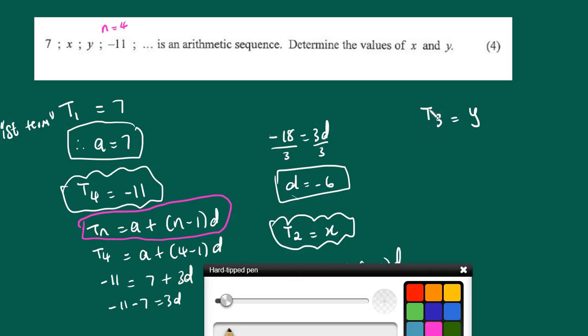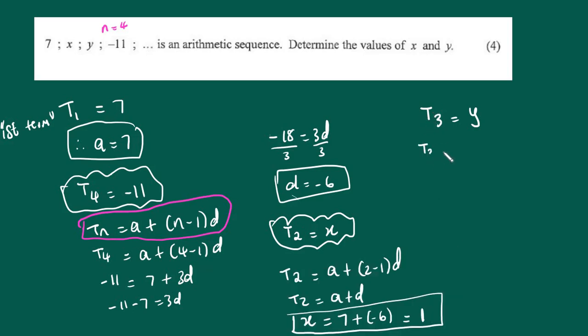So if I were to get t3 using that formula, I would say t3 is equal to a plus n, where n is 3 because it's in position 3, right? And then d. So I'll say t3 is equal to a plus 2d. But don't I know t3? I know t3 is y, isn't it? And don't I know a? I know a is 7.